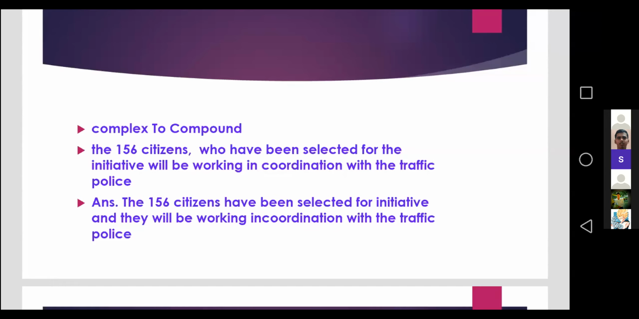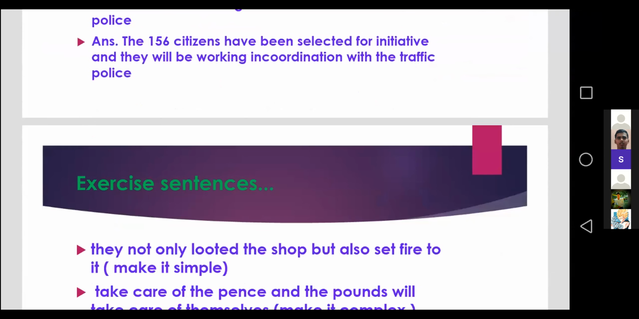And the answer statement is the 156 citizens have been selected for the initiative. This is one independent clause. And they will be working in coordination with the traffic police is another independent clause. So you have removed the subordinator and you have replaced it with the coordinator. And this is how we transform complex to compound.